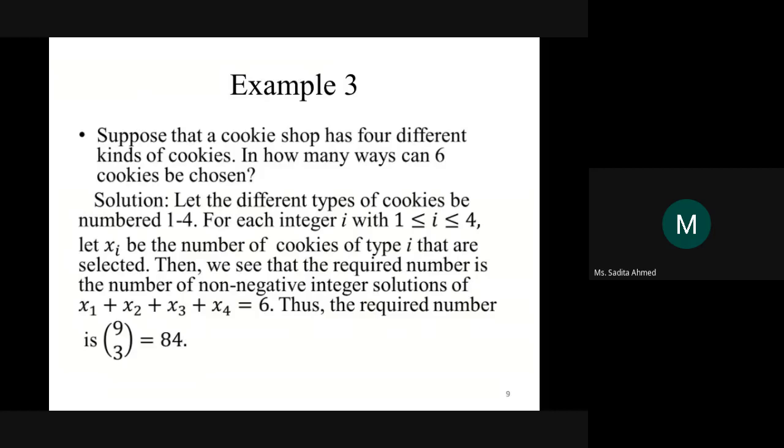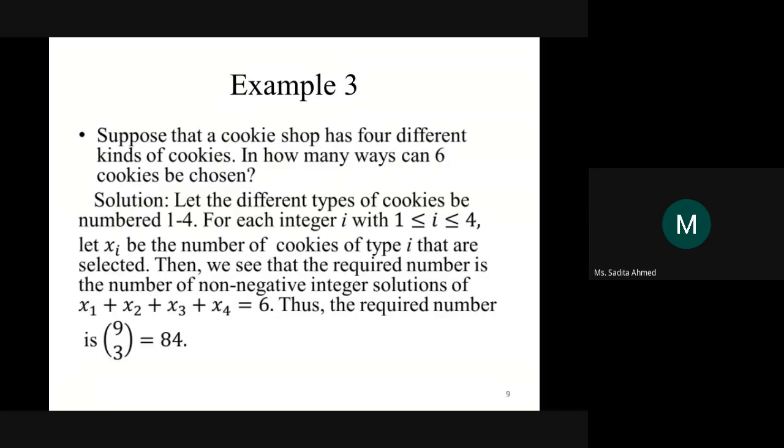So one possibility is X1 is equal to 6. That is, you chose 6 cookies of the first type, and X2, X3, X4, all of them are zeros. Okay? So that gives us 6 cookies. Another possibility, X1 is equal to 3, X2 is equal to 3, X3 is equal to 0, X4 is equal to 0. That is, you chose 3 cookies of the first type, 3 cookies of the second type, and 0 cookies from the third and the fourth type respectively. And that gives us 6 cookies as well.